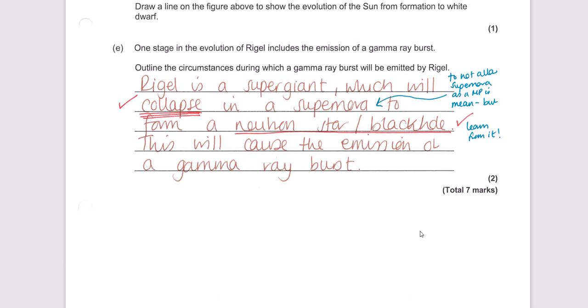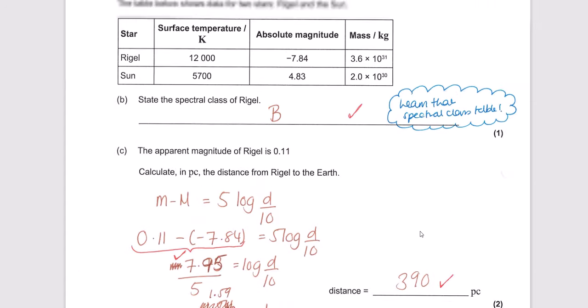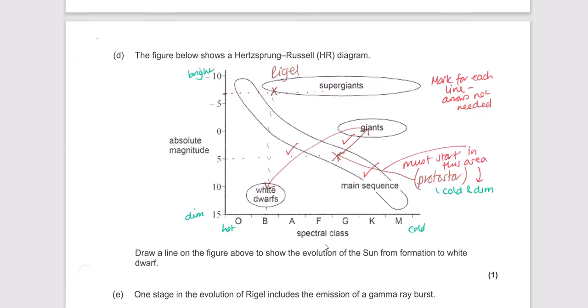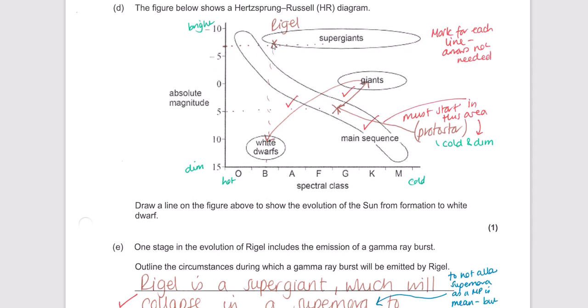Okay, then this is a mean question. One stage in the evolution of Regal includes the emission of a gamma ray burst. Outline the circumstances during which a gamma ray burst will be emitted by Regal. Well, if we go to the table again, Regal is 12,000 temperature, and we know that's spectral class B, and a magnitude of almost -8. So it's going to be here and here, so it means Regal is a supergiant. That means that it's going to turn into either a black hole or a neutron star via a supernova.